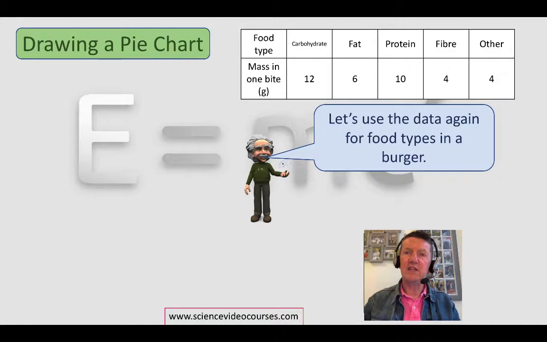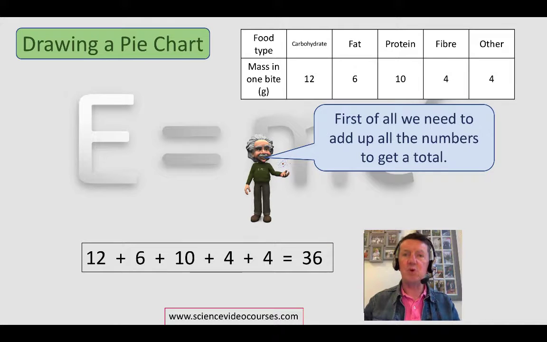Now we're going to use the data again from the food type. Makes it easier, so carbohydrates up to others. So let's see what we do. First thing we do is we add up all these numbers. So 12 plus 6 plus 10, 4 and 4 gives a total of 36. The first thing to do is add up all the numbers to get a total, and our total is 36.